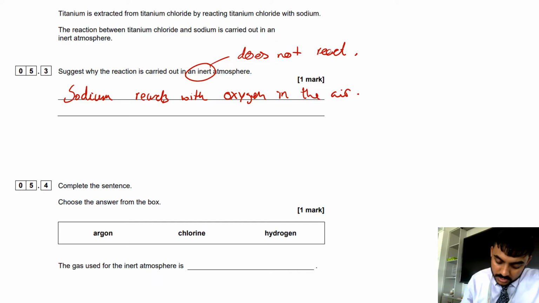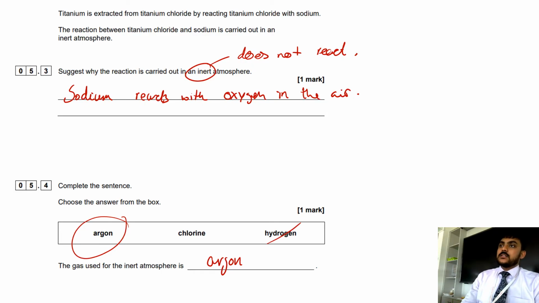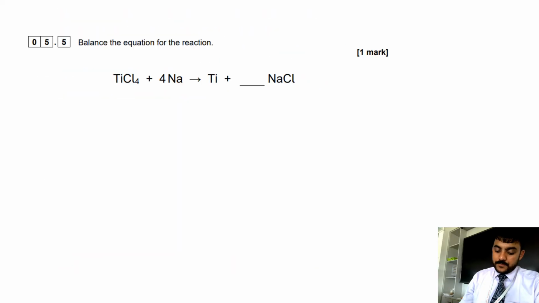Complete the sentence. The gas used for the inert atmosphere obviously is argon. Hydrogen is extremely flammable, can't use that, and chlorine gas is toxic, so you can't use that. And argon is part of the noble gas group. Balance the equation for the reaction. TiCl4, which is titanium chloride with 4 chlorine atoms obviously, plus 4Na makes Ti and NaCl.